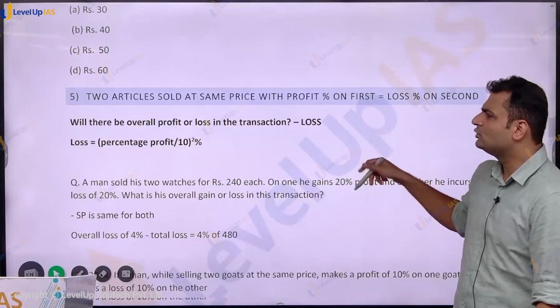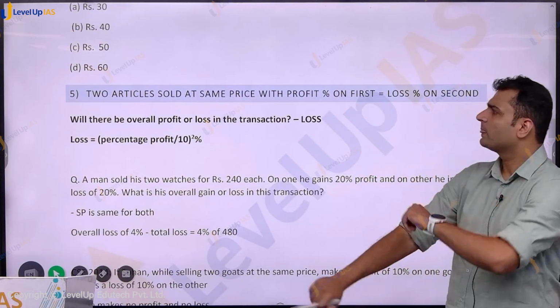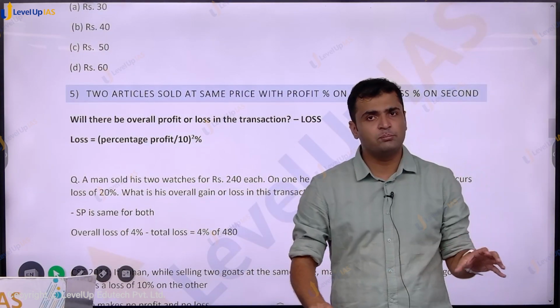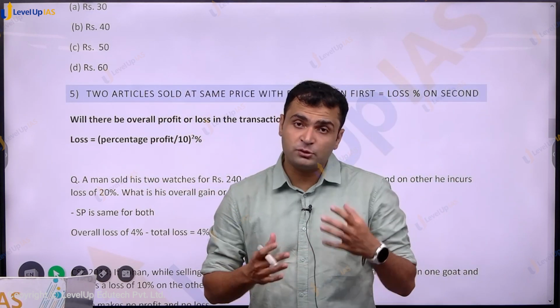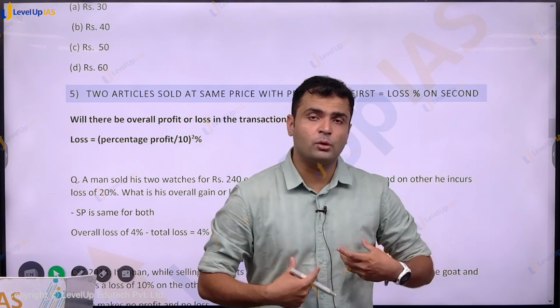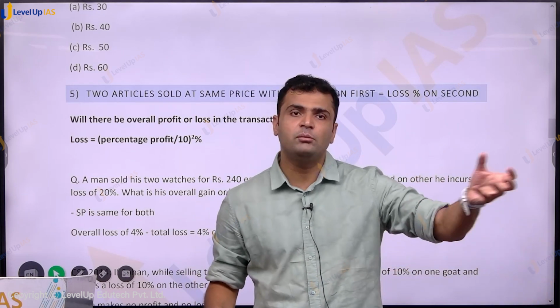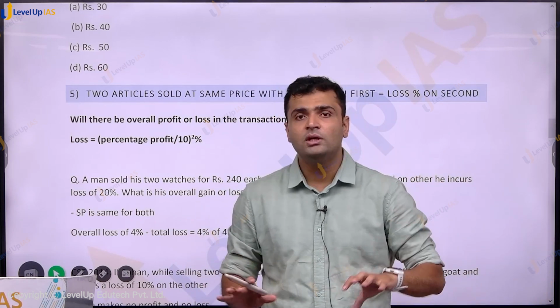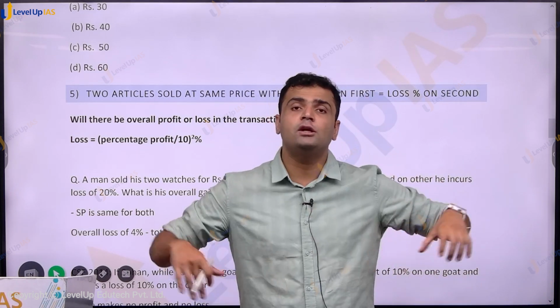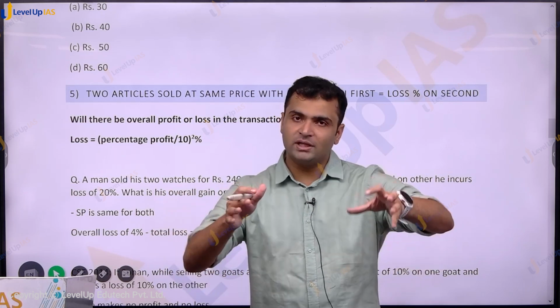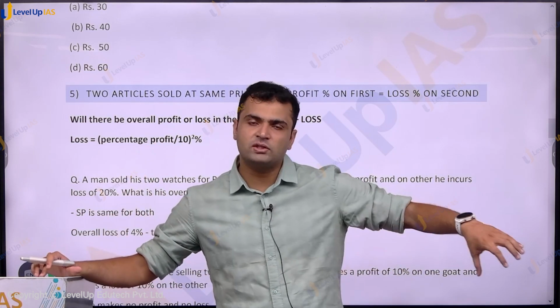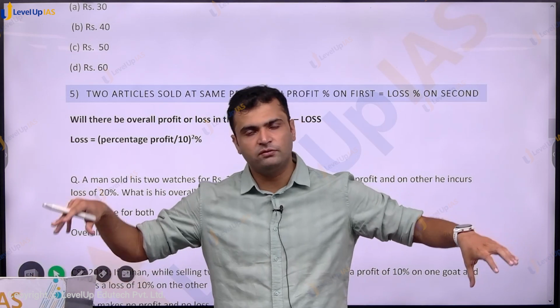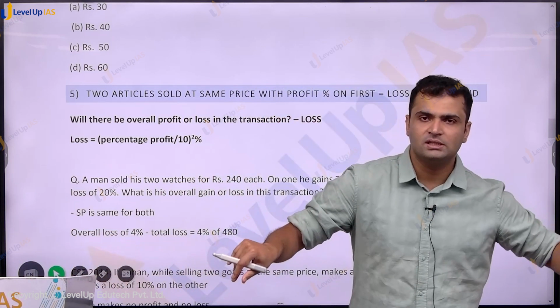Next section is slightly unique. There are two articles being sold at the same price. So in the earlier section, the cost price was the same and the shopkeeper was selling the same item to different people at different prices. But now the selling price is the same, but there are two different articles. And the selling price is the same such that profit on the first article is the same as loss on the other article. Percentage profit on the first article is equal to percentage loss on the second article.